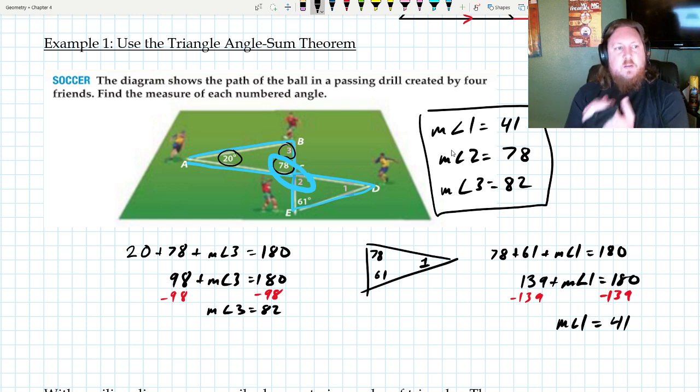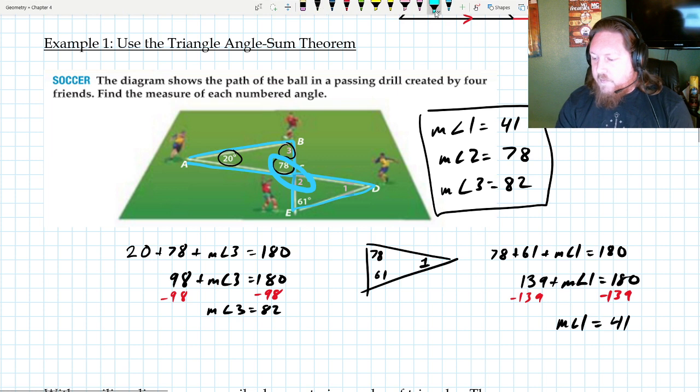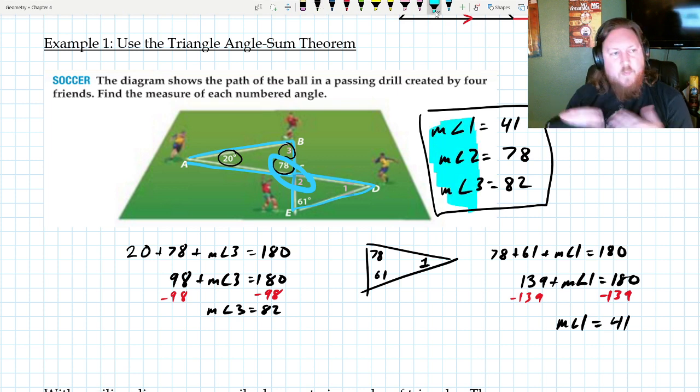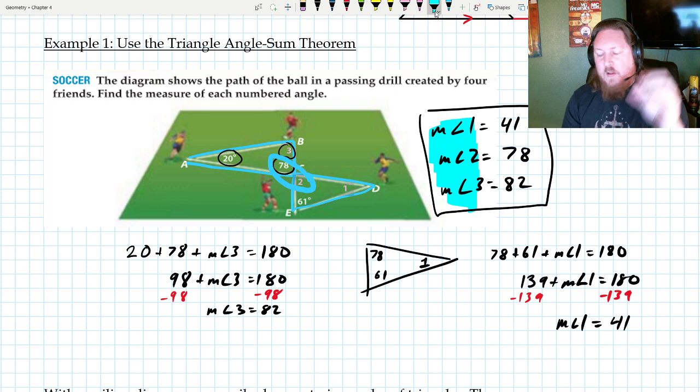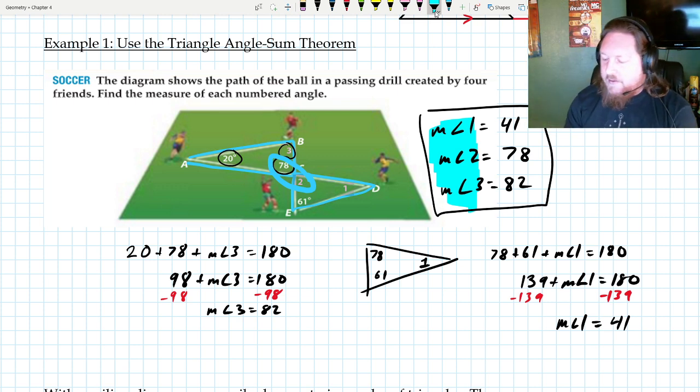So you can see it's nice to set up the three angles that I'm looking for before I start the problem. That way I don't miss anything. I've got a nice neat spot to write them all down. I'm not looking all around the page for the potential answers. They're all right there. I just show my work below and I'm good to go.